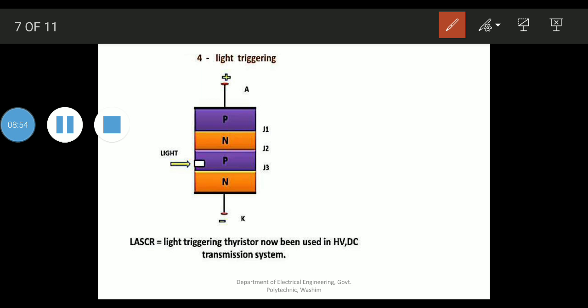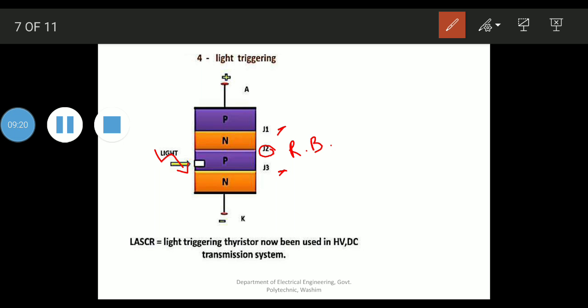As we said earlier, the junction J1 is forward biased, the junction J3 is also forward biased, but the junction J2 is the reverse biased junction. So when light is incident on the junction J2, there will be some photons released in the depletion width of the junction J2.